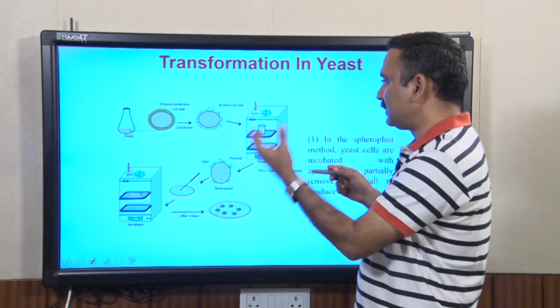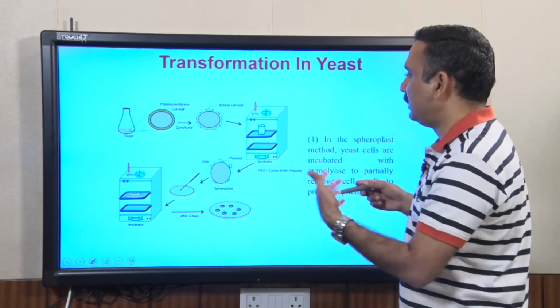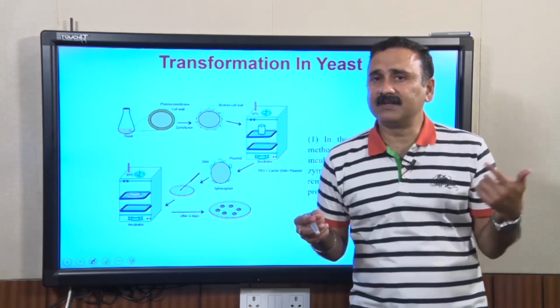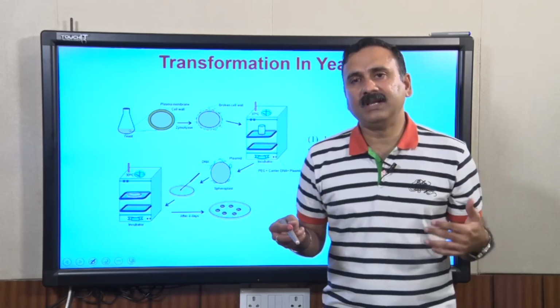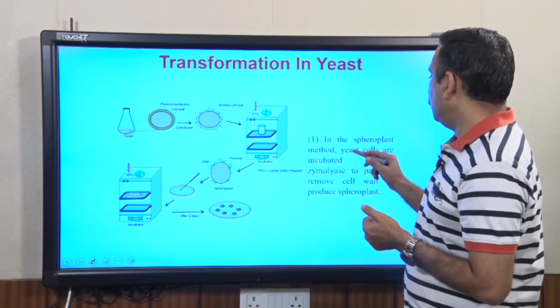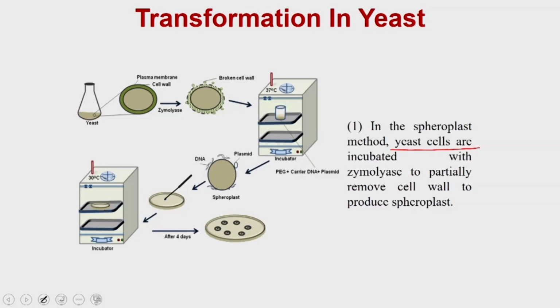So, you first grow the yeast cells in the appropriate culture media. The yeast media we have discussed, YPD media and other kinds of media we have discussed in the past. Then you incubate the yeast cells with an enzyme called zymolase. Zymolase removes the cell wall components, and that is how it creates a partially degraded cell wall and produces the spheroplasts.